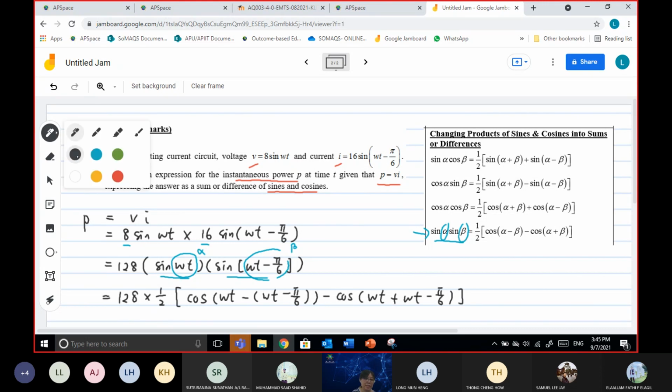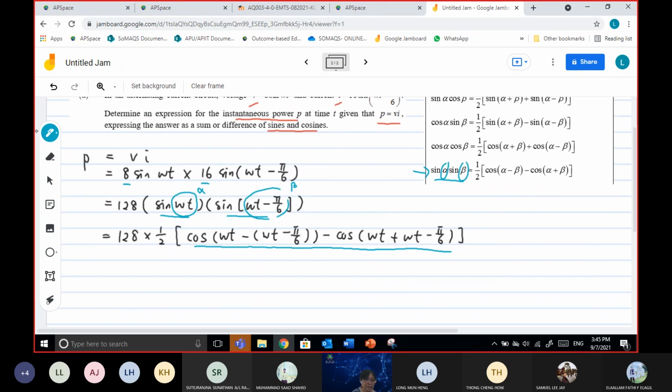Can you see this part? We just substitute the formula. Then cancelling 128 and the half, we get 64. Then simplify: cos of ωt minus ωt is 0, then minus minus plus, so cos pi over 6. Some students have minor errors on the sign.